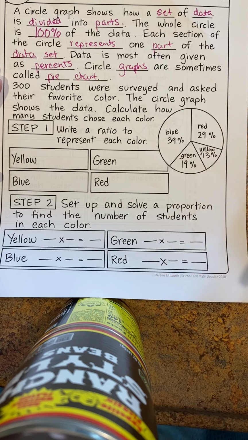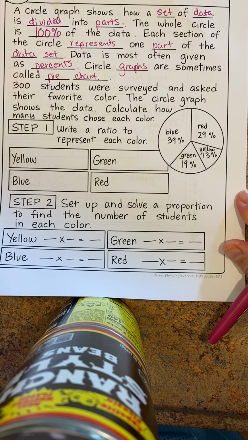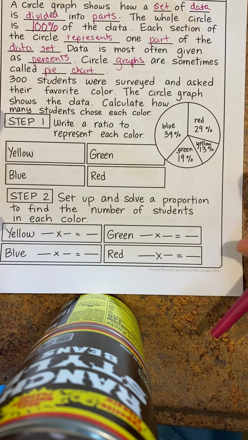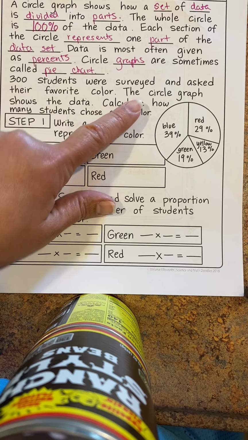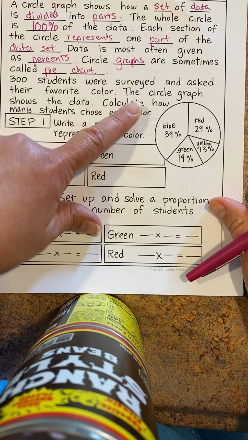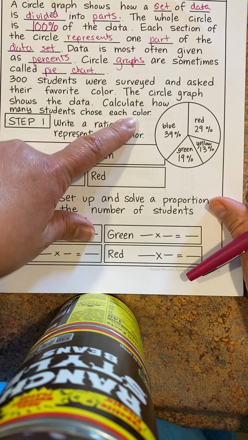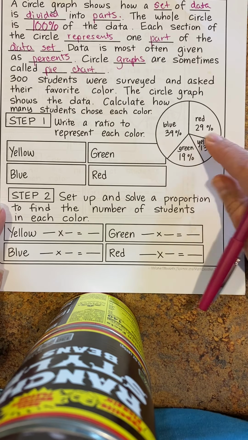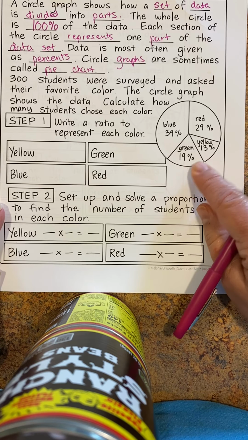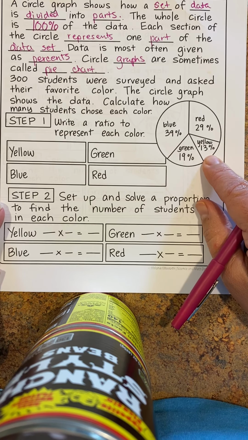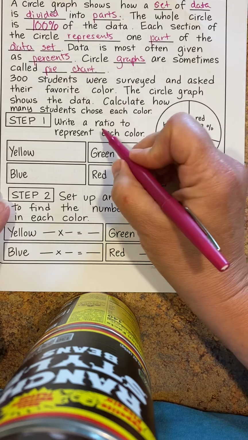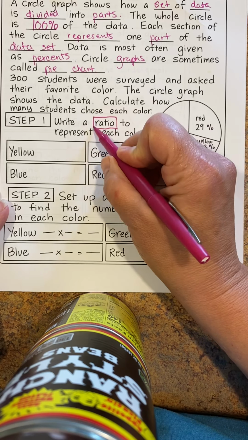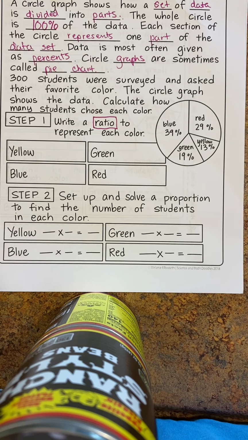All right, so let's look at our scenario. 300 students were surveyed and asked their favorite color. The circle graph shows the data. Calculate how many students chose each color. So here I have blue at 39%, red at 29%, green at 19%, and yellow at 13%. So all I'm going to do is write a ratio for each one. Oh, well, we know how to do that. That's just putting that number over 100.